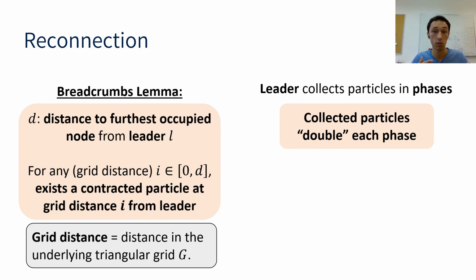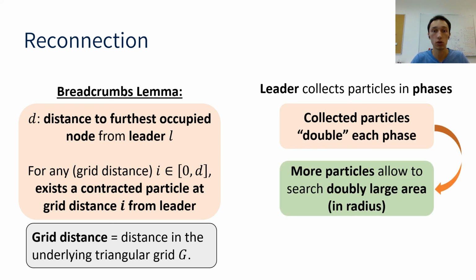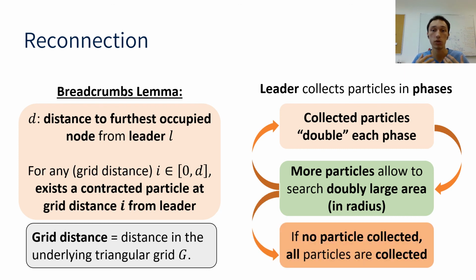Hence, the bigger amount of collected particles can allow to search a larger area efficiently, an area which is actually double in radius. After this area is searched, then either the number of particles increases or no particle is collected. In the first case, the number of particles doubles or increases to at most n by the breadcrumbs lemma. In the second case, the algorithm terminates and all particles have been collected, once again by the breadcrumbs lemma. If you are more interested in the details behind this algorithm, please look at the paper.